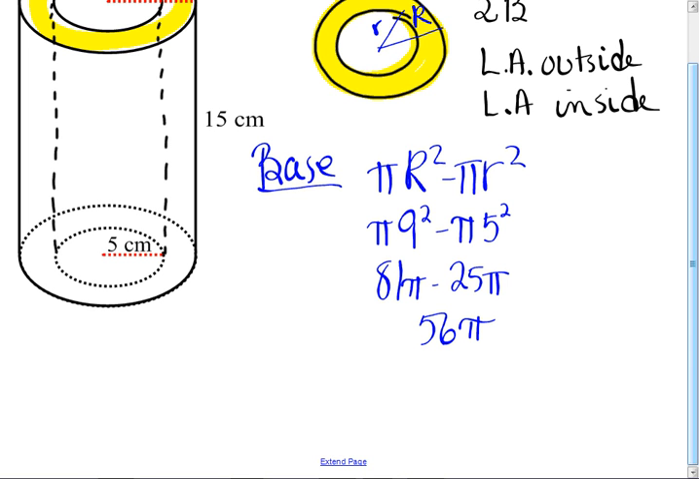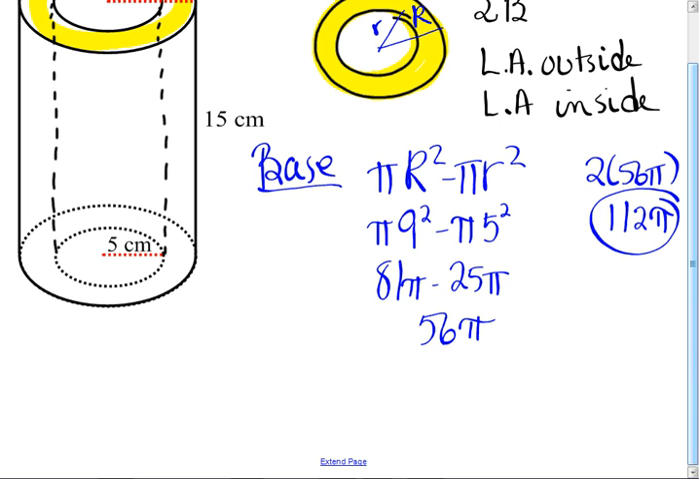Okay, and we're going to have two of those, right? So how much is that going to be? So all the bases add up, because I got two of those. So it's 2 times 56 pi, 112 pi. Okay, I'm going to circle it so I don't lose it, because I'll lose it otherwise.